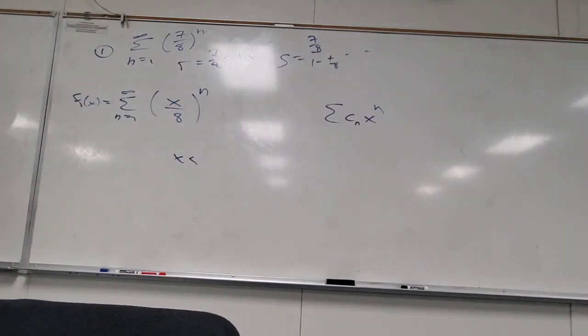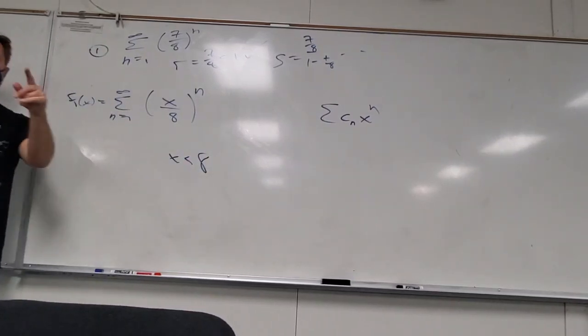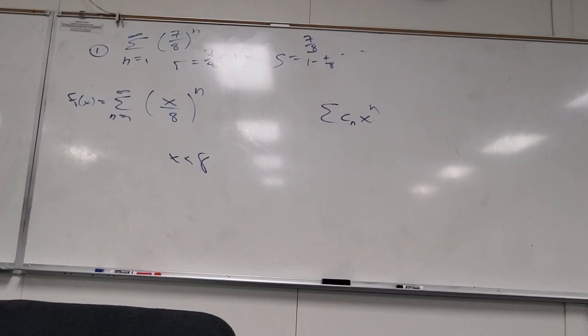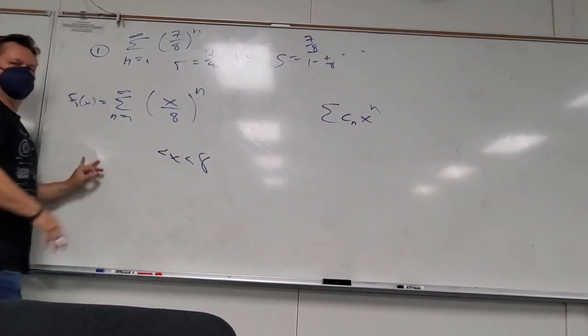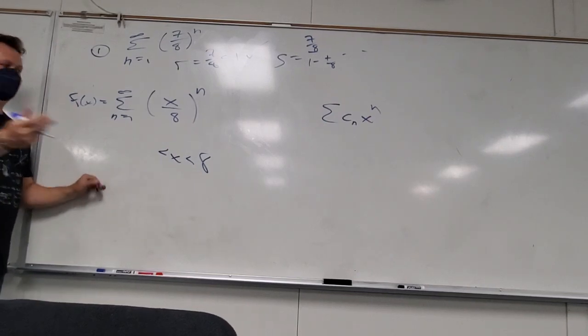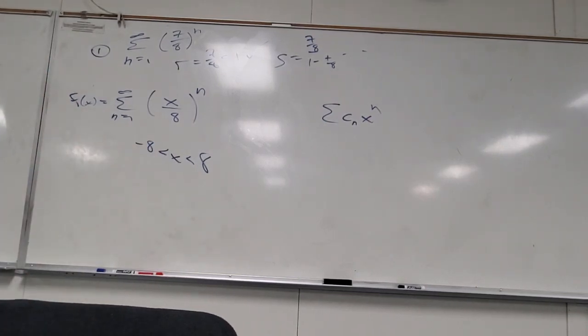Yes, it can be less than 8. It can be 7.9. Of course, our downs to what? Negative 8. You guys agree? Because the absolute value of r has to be less than 1.